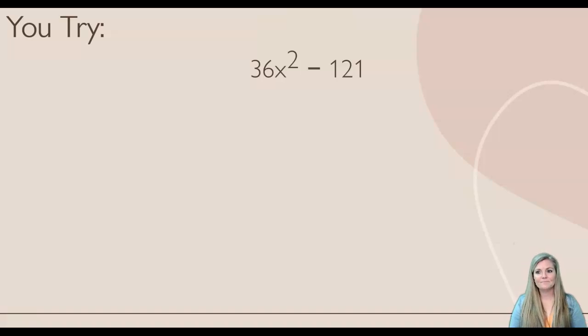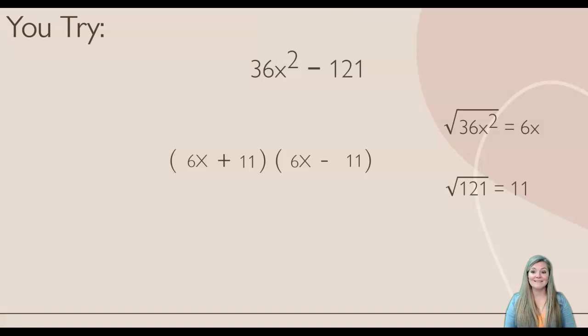Always check. So I have 2 for you to try. I want you to try this one first. Make sure you've got those 3 things in place. Make sure you've got the perfect squares in front, perfect square in back, and a minus in between. If so, go through the steps. So you should get 6x plus 11 and 6x minus 11. The square root of 36x squared is 6x. Square root of 121 is 11. Put 1 plus and 1 minus.